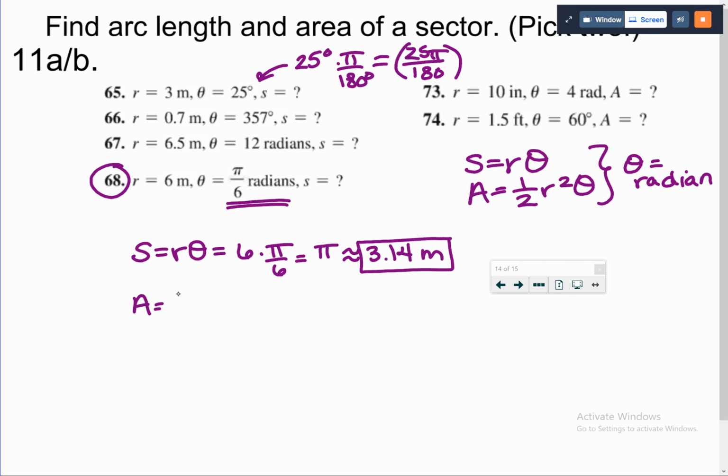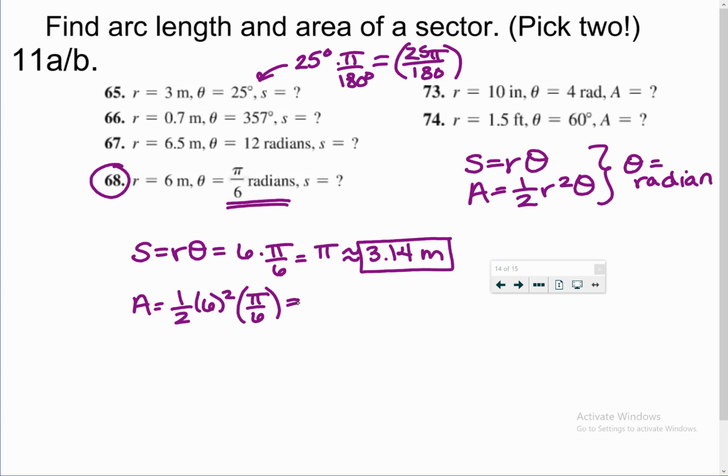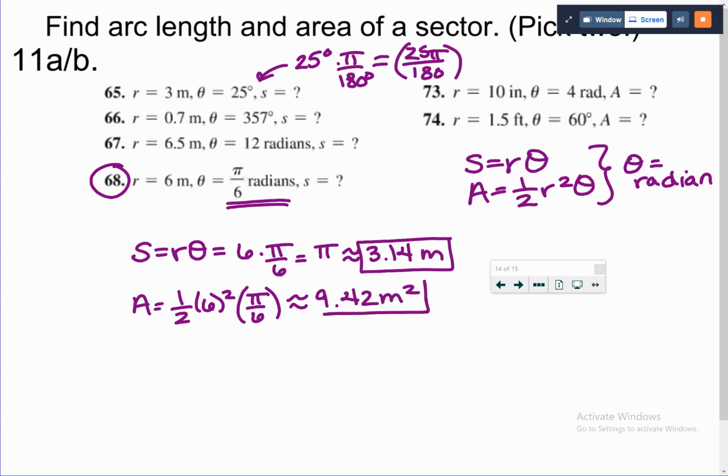Area of a sector is 1/2 times r, which is 6, squared, times theta, which is pi over 6. And if I were you, I would just type that in one line exactly as you see it in your calculator, because the decimal is what we're going to ultimately want anyway. So 0.5 times 6 squared times pi divided by 6 gives me approximately 9.42. And remember, this is an area of like a pie piece if you were to draw it. So in this case, it would be meters squared.